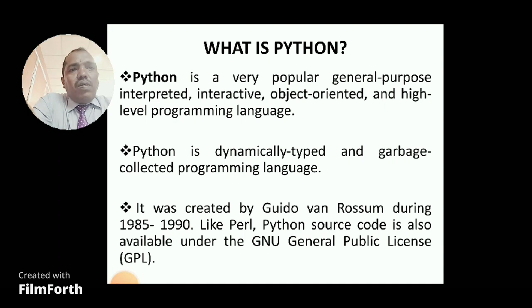It is used to develop all kinds of real-time applications, and it is an interpreted, interactive, and object-oriented high-level programming language. Python is a dynamically typed and garbage-collected programming language. What is a dynamically typed language? Normally in C, C++, and Java, we have to define the data type, such as integer, character, or double, for any kind of variable.